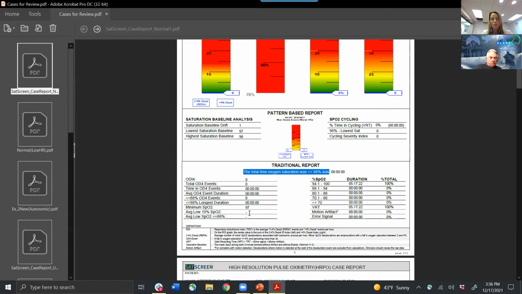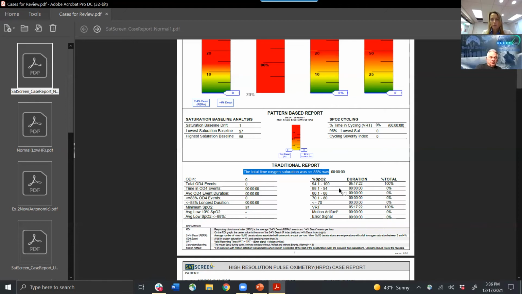So that average low is taking into account the worst 10% of the night and an average of that. It just gives a better sample when maybe you have an aberrant data point impacting that minimum SpO2.